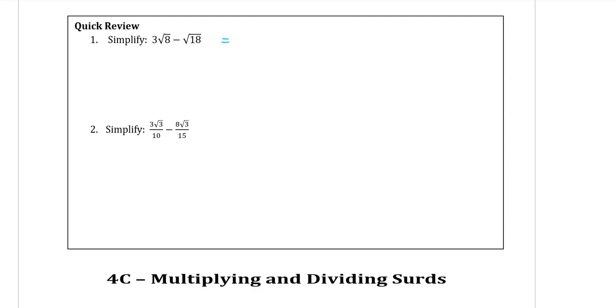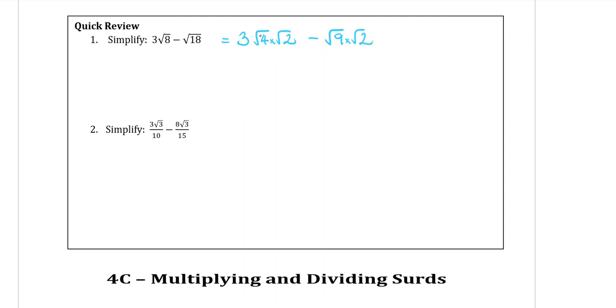To simplify the square root of 8, I want to find a perfect square that I can divide 8 by. 8 can be broken into 4 times 2. So I make it root 4 times root 2. Then I want to do the same thing with the 18. 18 could be broken into 9 times 2.